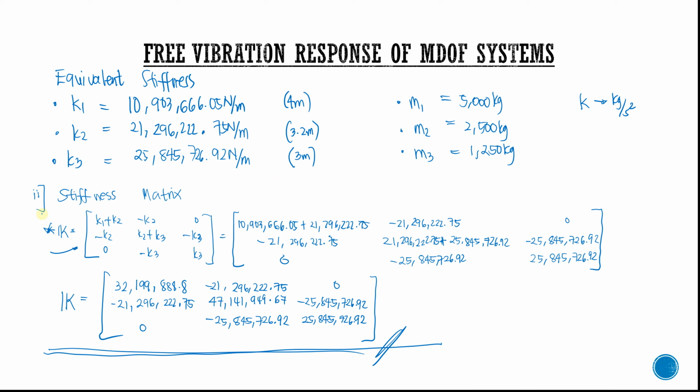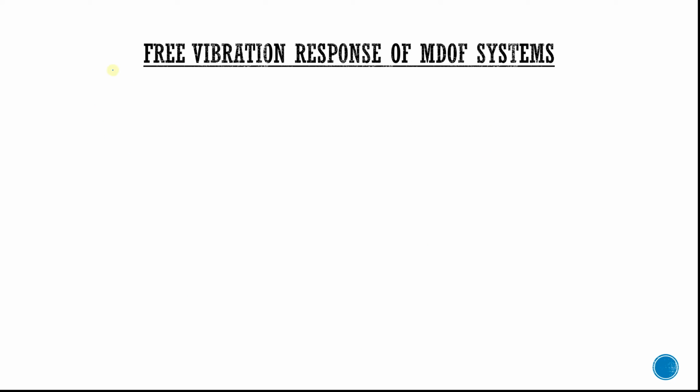Next is we need to have our mass matrix. So the symbol for the mass matrix is this one. The mass matrix is just equal to M1. So the diagonal for the mass matrix will be our masses per story. And then the rest is just equal to 0.